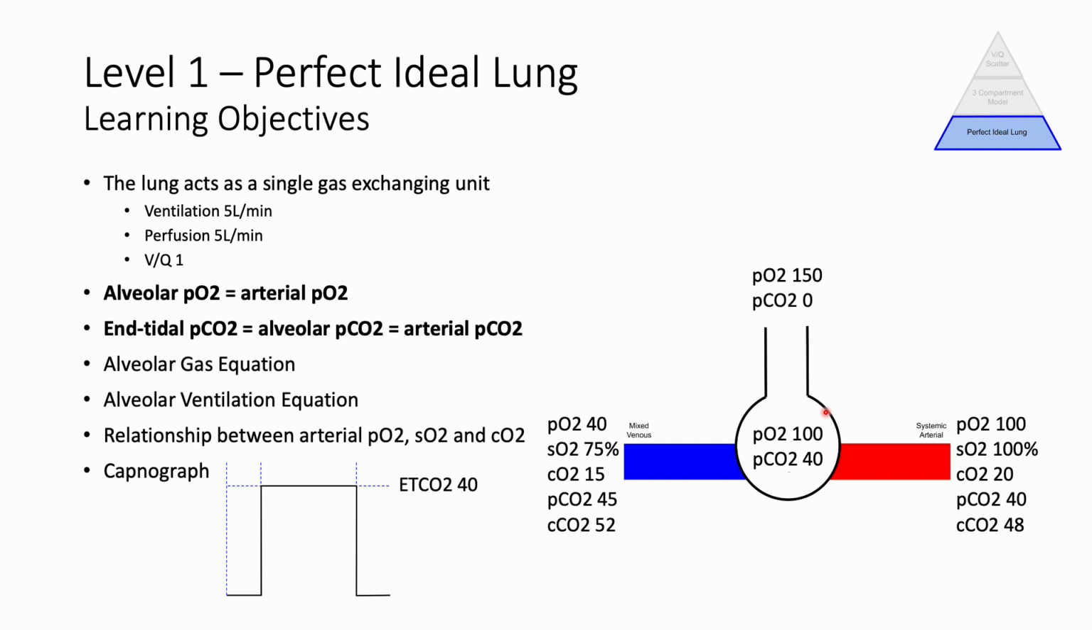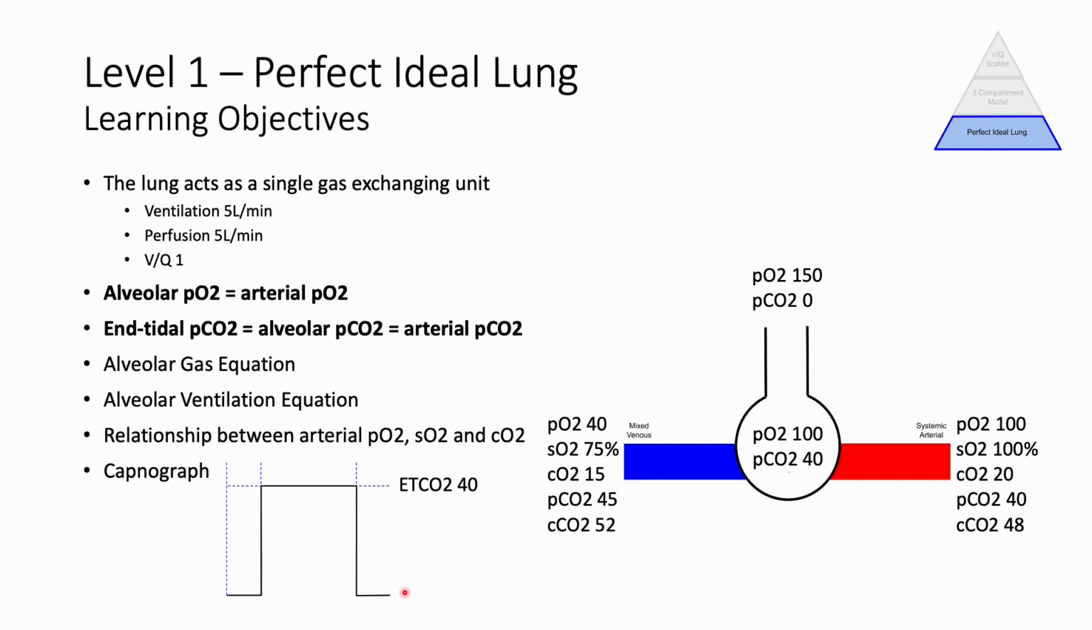And a similar process is occurring for CO2, just in the opposite direction, because the partial pressure gradient is in the opposite direction. So CO2 is diffusing from the blood across the alveolar membrane into the alveolar gas, and they're equilibrating at a PCO2 of 40. And similarly, this is why the arterial PCO2 ends up being 40. And alveolar PCO2 is equal to arterial PCO2. Now let's consider what our capnograph looks like in this model. It's a nice square wave.